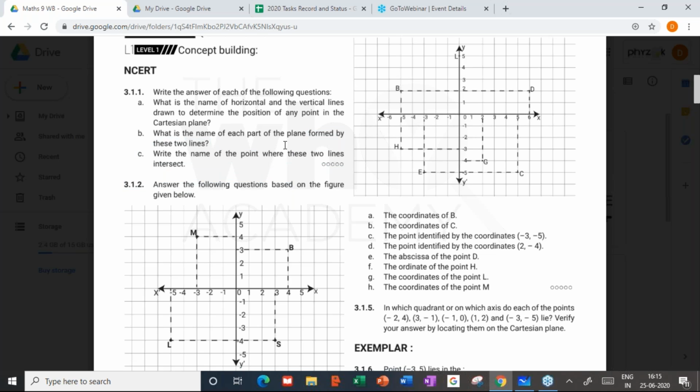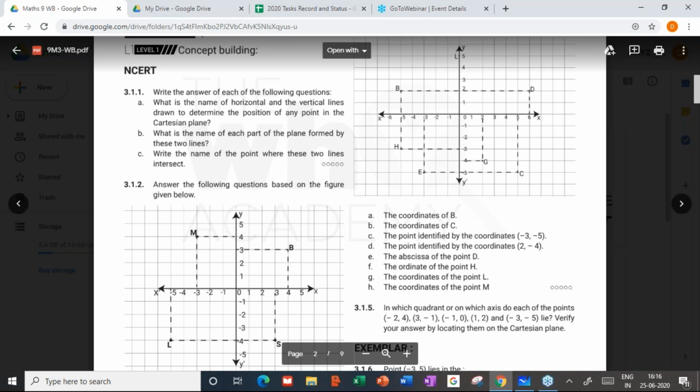3.1.1. Write the answer of each of the following questions. What is the name of horizontal and vertical axis drawn to determine the position of any point? So this is why you need to know Cartesian. They might just give you this along with the question. Okay, they are not going to ask you the definition of Cartesian. It's just the system, right? The X and Y system, basically.